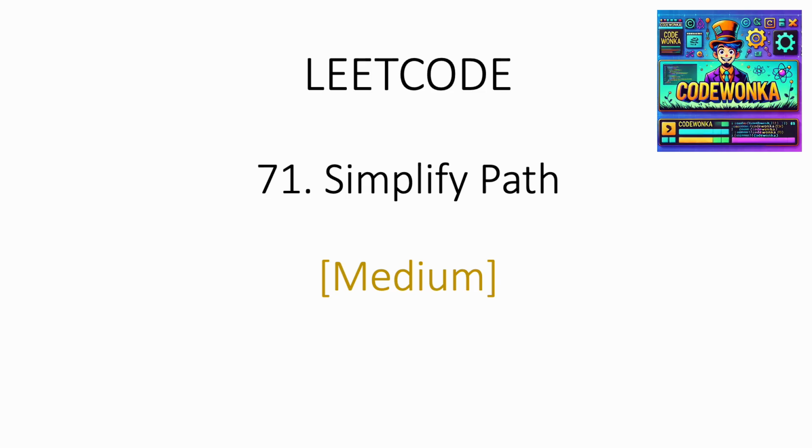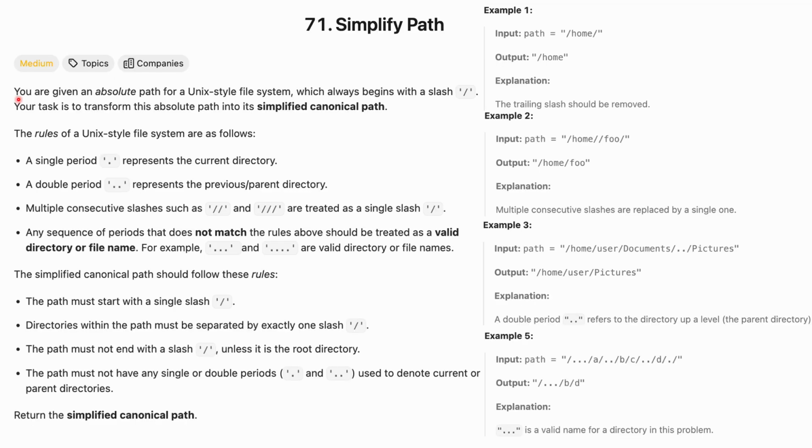Today we will be solving LeetCode problem 71, Simplify Path. Let's go over the question. You are given an absolute path for a Unix file system, which always begins with a slash. Your task is to transform this absolute path into its simplified canonical path.